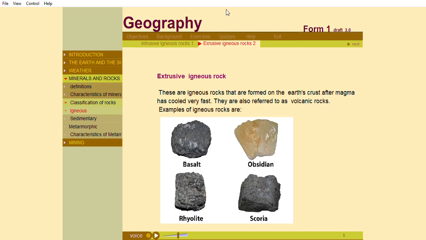Extrusive igneous rock. These are igneous rocks that are formed on the Earth's crust after magma has cooled very fast. They are also referred to as volcanic rocks. Examples are basalt, obsidian, pumice, scoria, rhyolite, and andesite. The magma is ejected on the Earth's surface. It cools and releases the air trapped, leaving a rough surface on the rock.